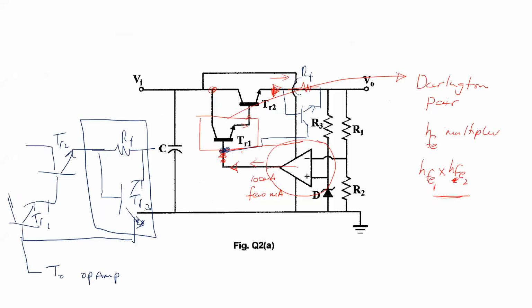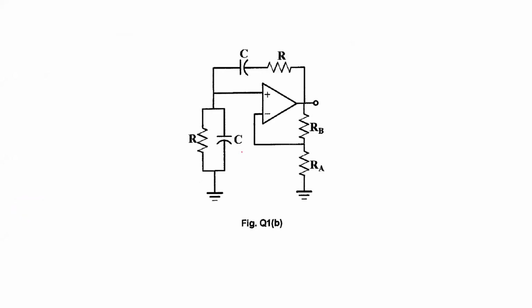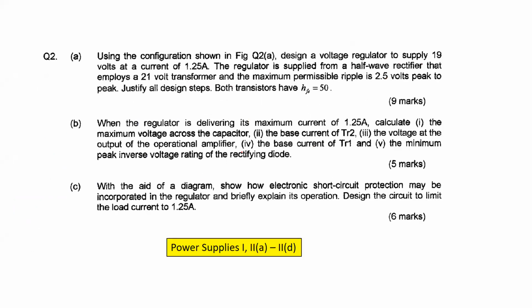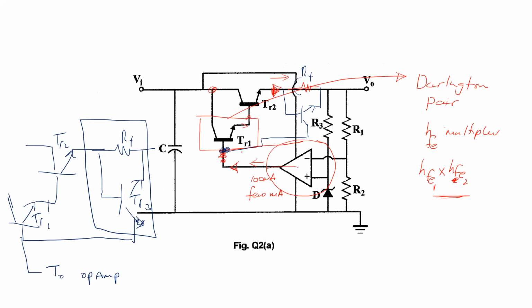Last week, we reviewed oscillators, and we spoke specifically about the Weinberg oscillator as one typical example of them. And then we spoke about regulated power supplies, and we went through the power supplies lectures, ending with the short circuit protection and so on. We had a discussion here.